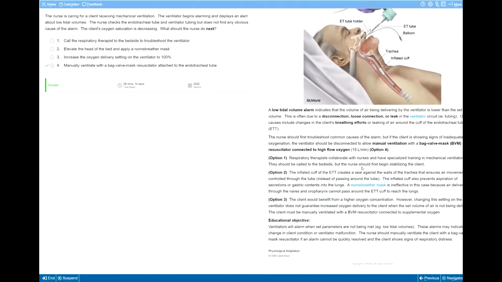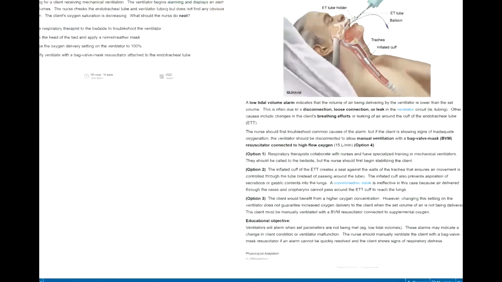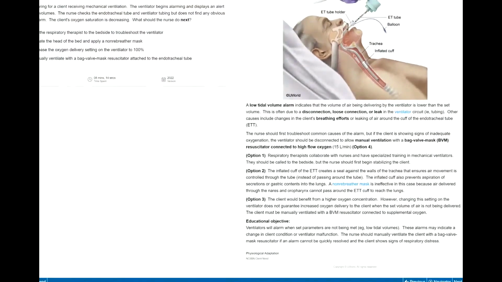So at the bottom of all of our questions, we have the educational objective listed, and this is a really nice, concise summary of our rationale, the correct answer and everything. It's great to reference later and can be a good tool to put on a flashcard, anything like that.